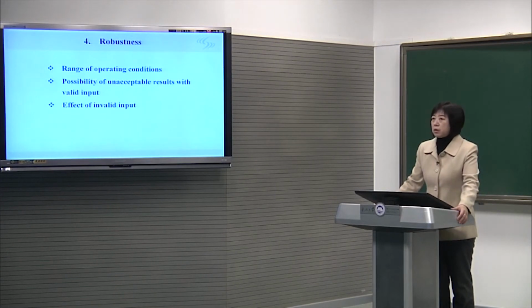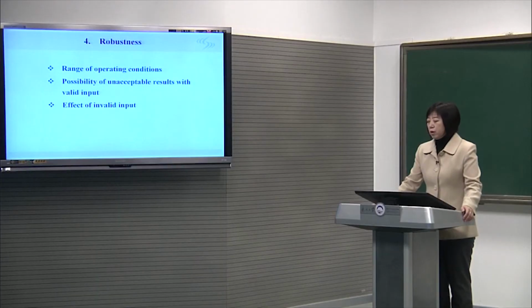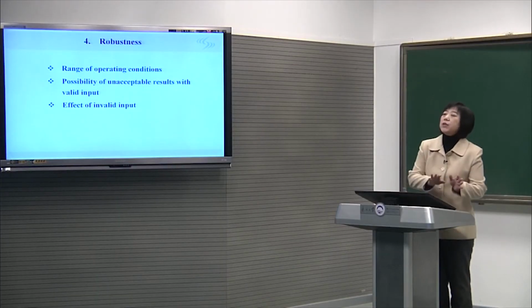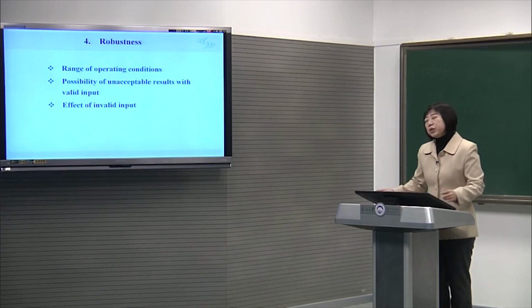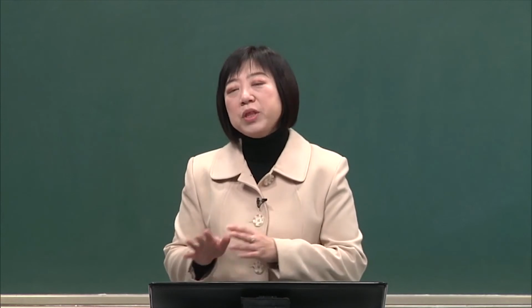And the fourth, robustness. That means the range of operating conditions and the possibilities of unacceptable results with valid input, and the effect of invalid input. Let's say one software system can run only on Windows, while another software system can run on both Windows and Linux. So surely, the latter has a better robustness.